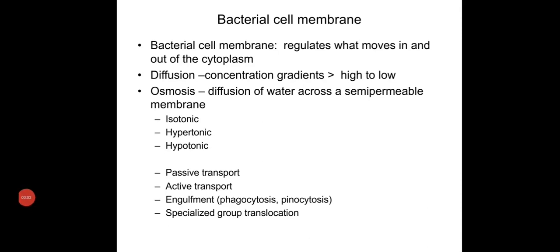Bacterial cell membrane. It regulates what moves in and out of the cytoplasm. The plasma membrane is a living membrane. Bacterial cell membranes have the same general structure as the membrane of all other cells.